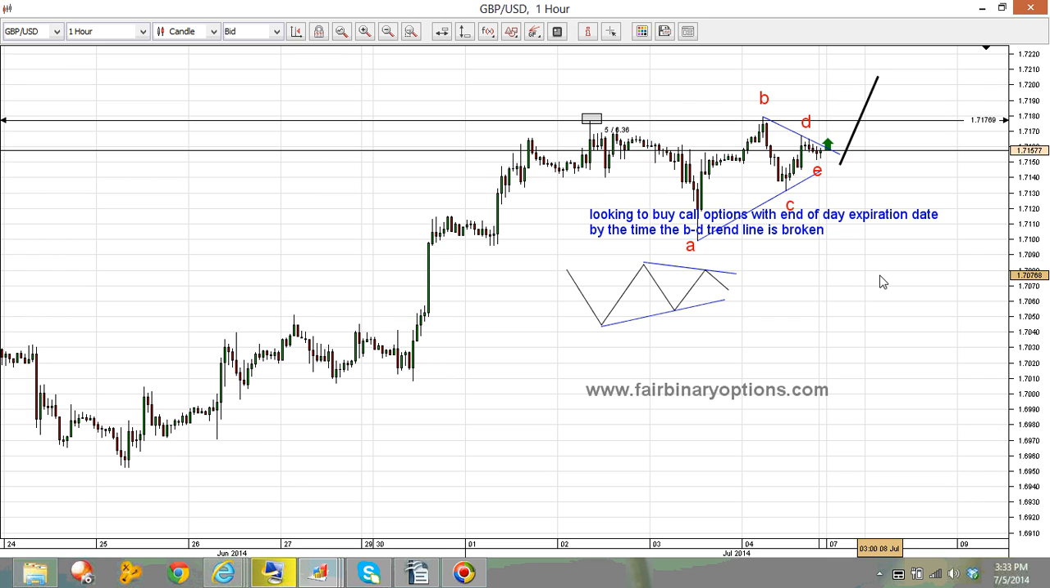And keep in mind, this is just a recommendation. However, the Great Britain pound US dollar looks quite bullish.